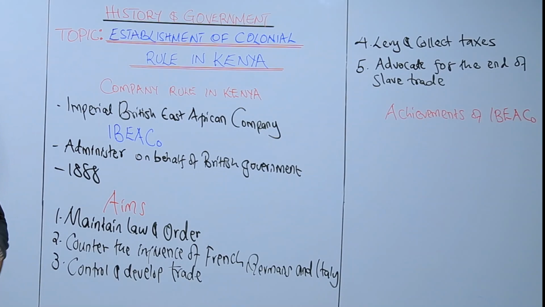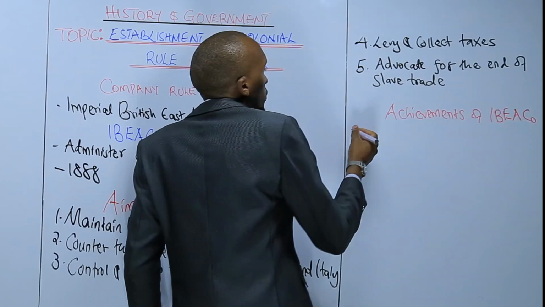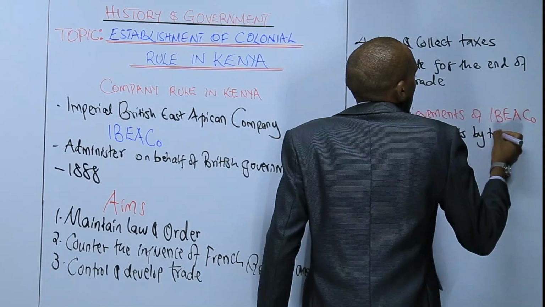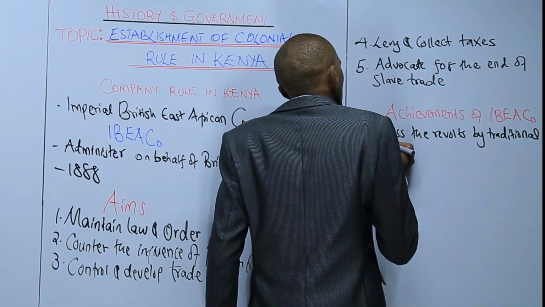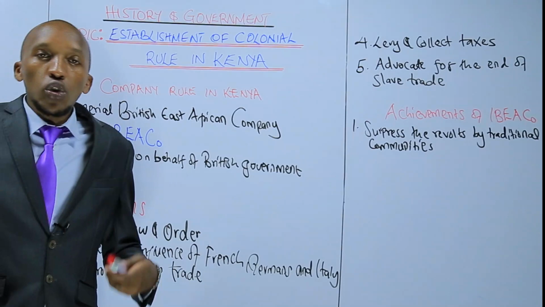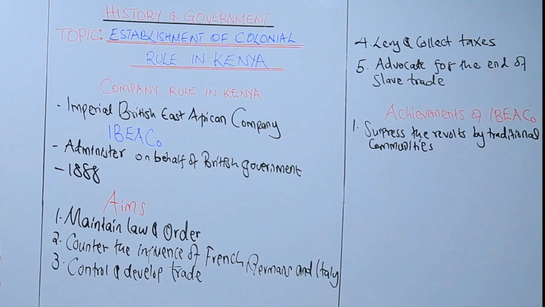So the first one is that they were able to suppress the revolts by traditional communities. As they took control or took authority in those territories, most African communities did not accept it, so they had to stand up against them. But the company managed to quench or bring an end to those rebellions.